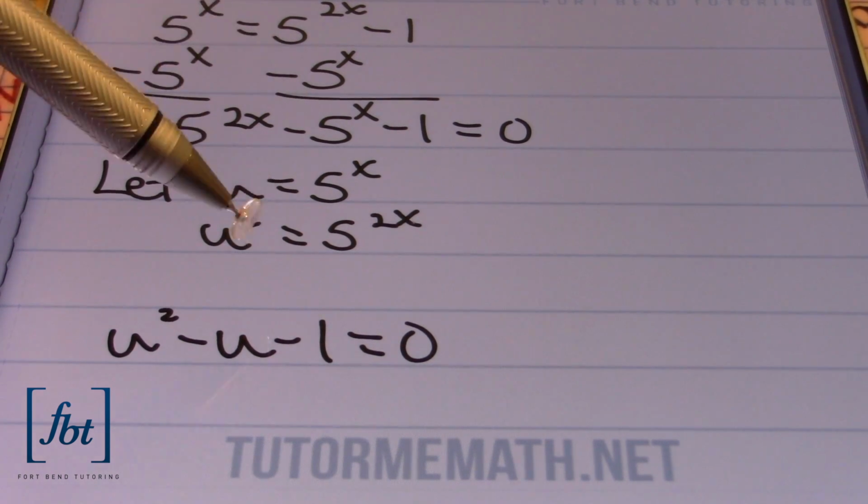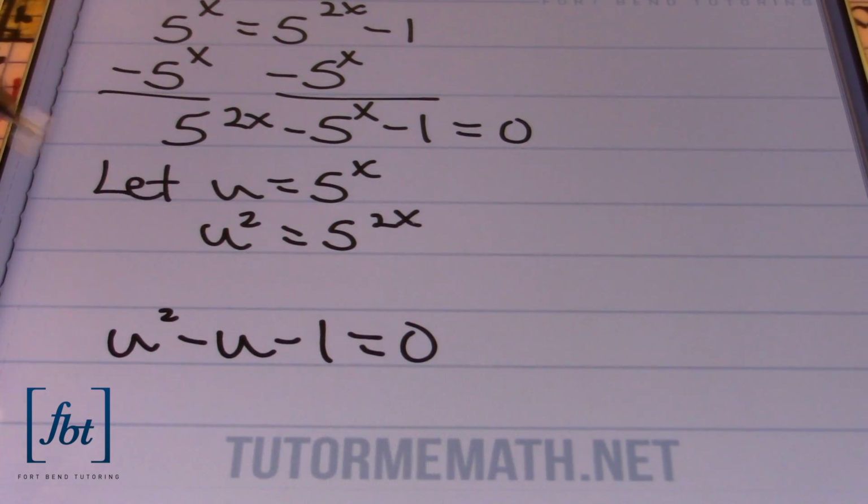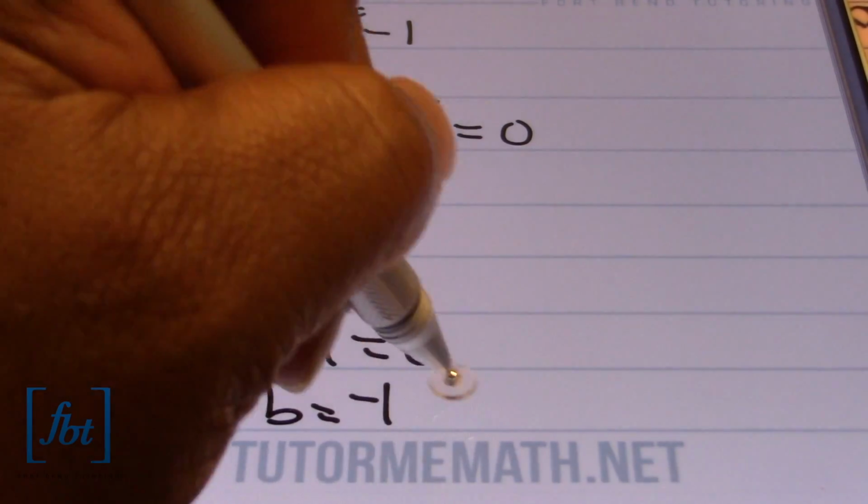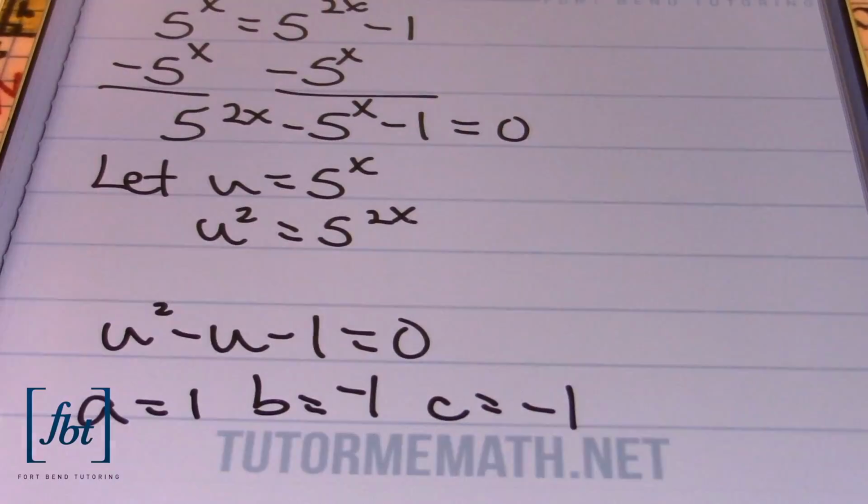Now, this equation is not factorable. Unfortunately, it's not. I kind of wish it was, because that means we're going to have to use either completing the square or the quadratic formula in order to solve this. We'll have a equals 1, b equals -1, and c equals -1 as well, and we'll be plugging these values into the quadratic formula.